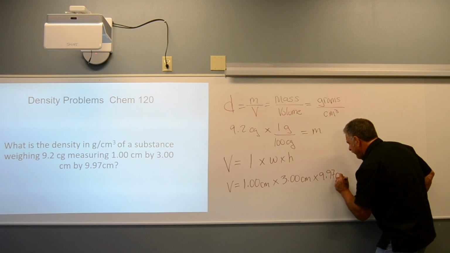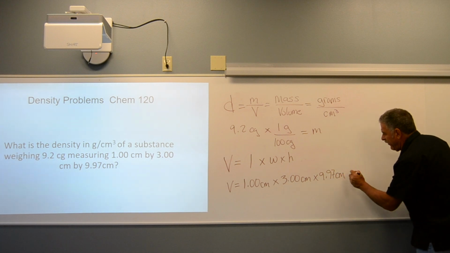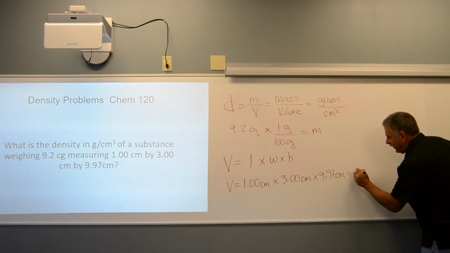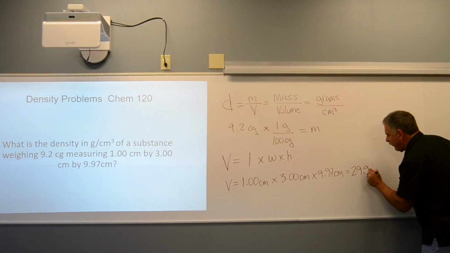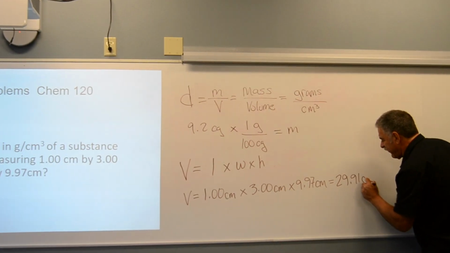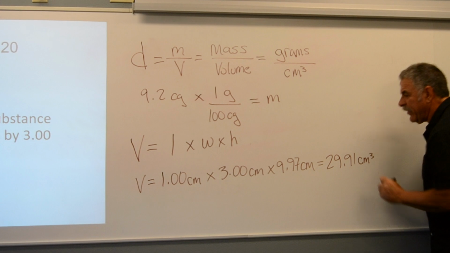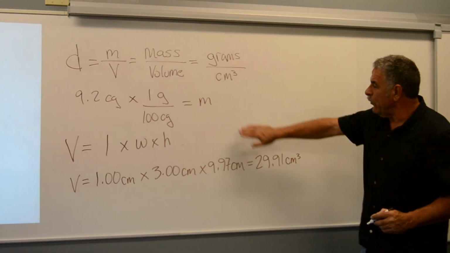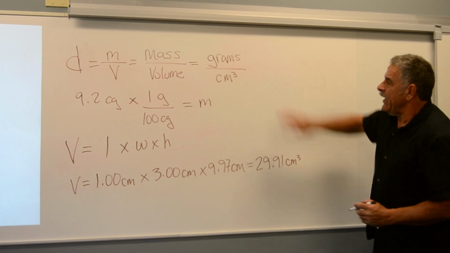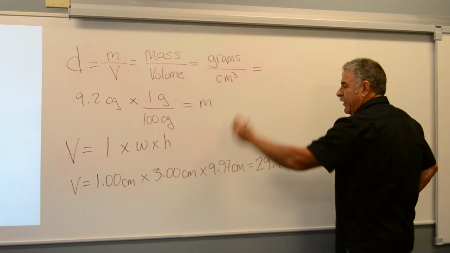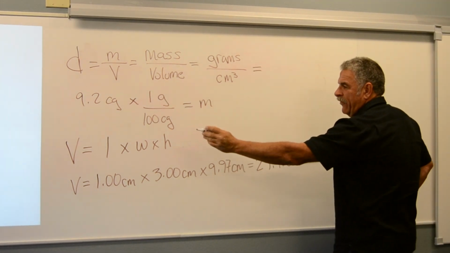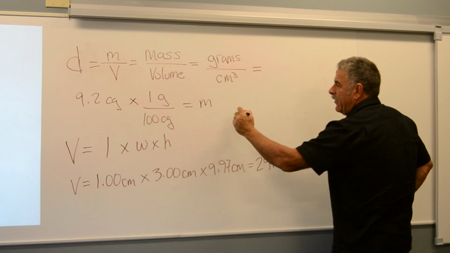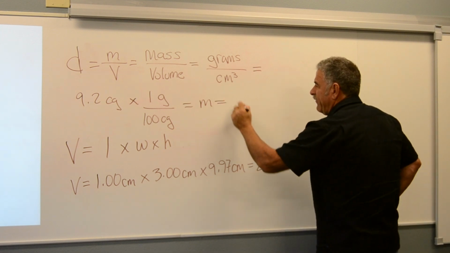9.97 centimeters. Don't get confused by the birds chirping outside. 29.91 centimeters cubed is our volume. So now we're going to plug those two numbers into our density equation. We're going to take the mass of, we got to finish that calculation.